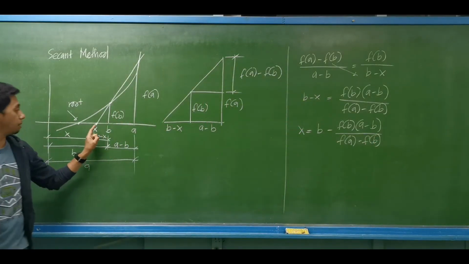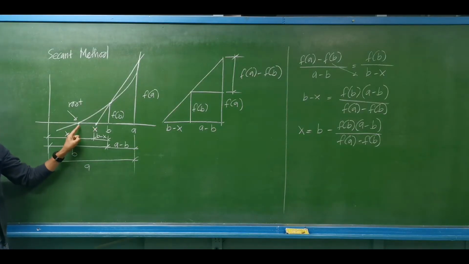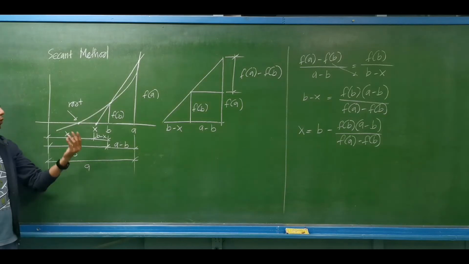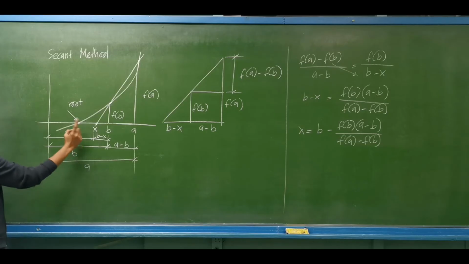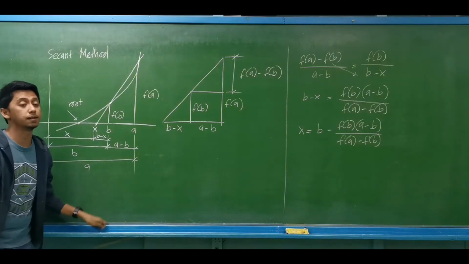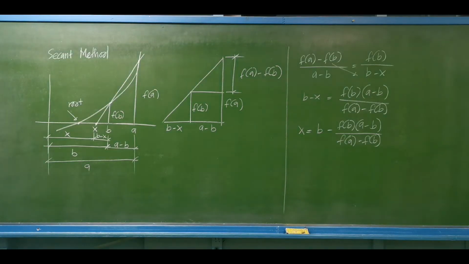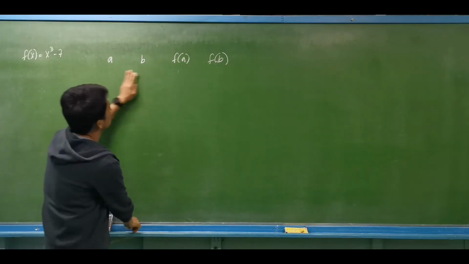How do we compute for this value of x, somewhere near the actual root of the given function? What we have to do is repeat the process up to a point that this second line will intersect the x-axis near the value of the root. So let's have an example.